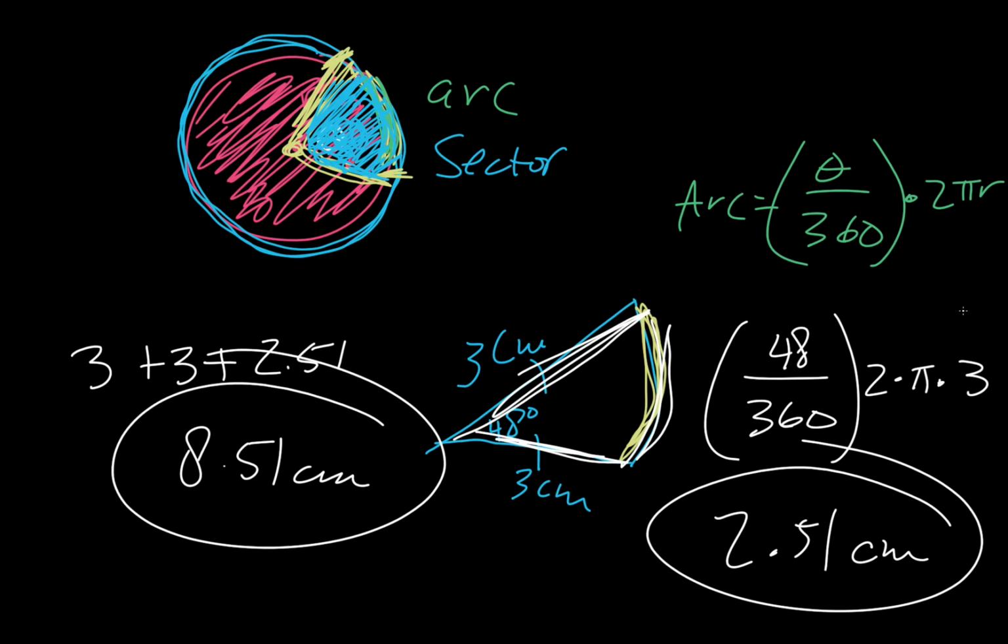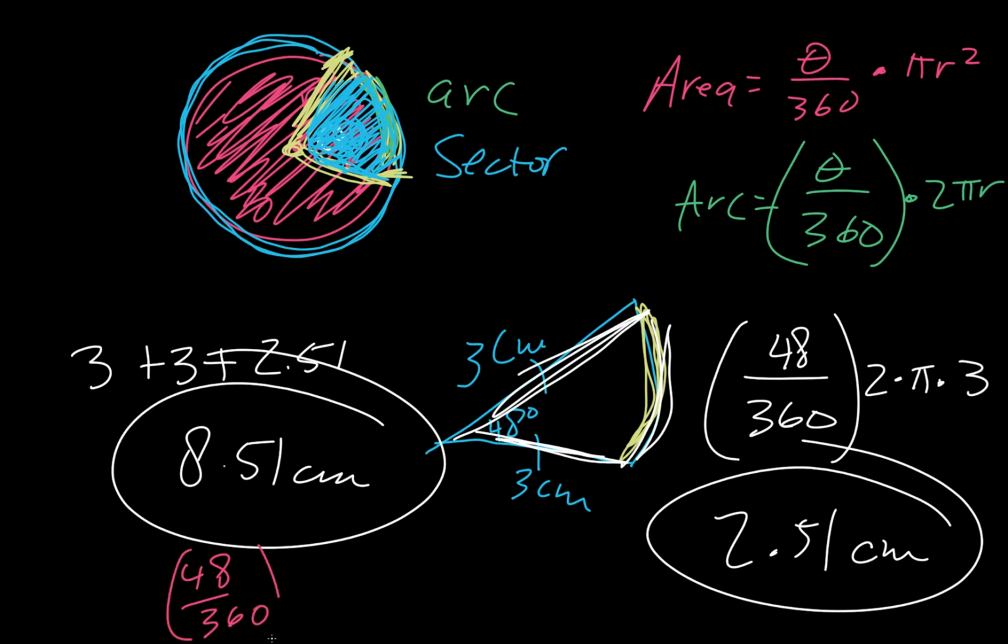Okay, and the final part on this example, the area of the sector. So for the area of the sector, we have this formula. Once again, it's on the previous page if you want to see it in the book. Theta over 360 times pi r squared. So we'll plug it into that. So our theta is 48. And then we have pi times 3 squared.